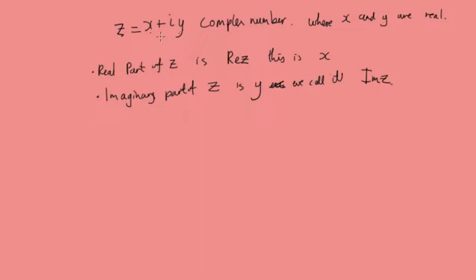So when x equals 0, z is just going to be iy, so it's completely imaginary. And when y equals 0, z is just going to be equal to x, therefore it's completely real. From this we can then see how the different sets of numbers relate to each other.